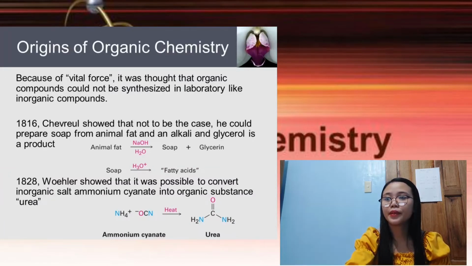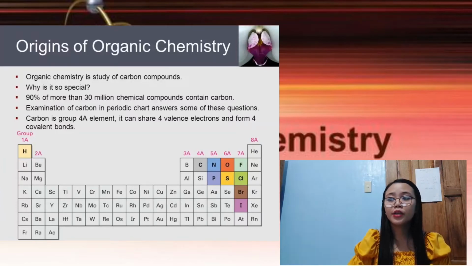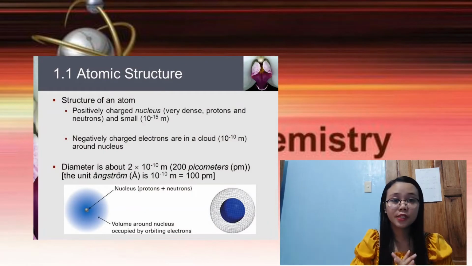Okay, organic chemistry is the study of carbon compounds. Why is it so special? 90% of more than 30 million chemical compounds contain carbon. Examination of carbon in the periodic chart answers some of these questions. Okay, carbon is a group 4A element. It can share 4 valence electrons and form 4 covalent bonds. As you can see in the periodic table, a group 4A element can share 4 valence electrons and form 4 covalent bonds. Let's proceed to atomic structure.